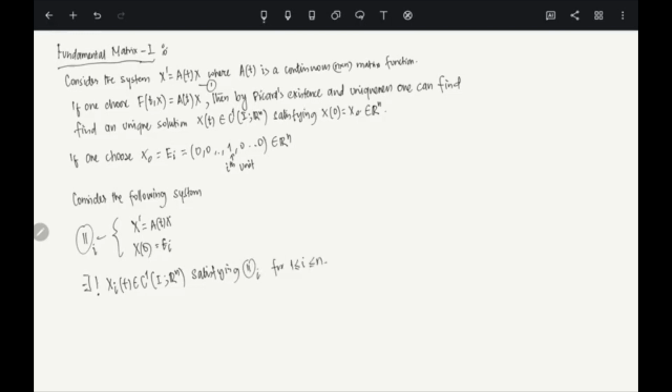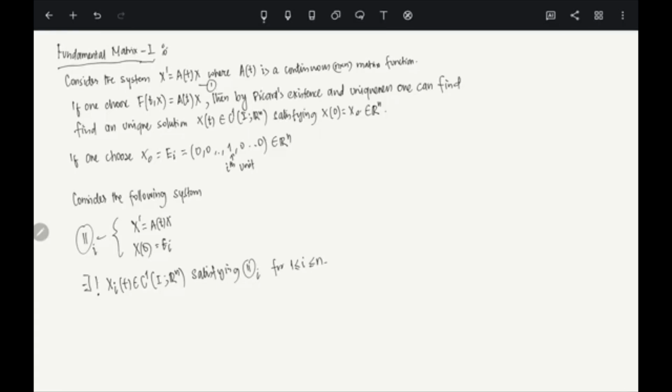So what I am trying to say is this: equation 1 is the trajectory which a particle is following. The condition at x naught says that at t equals 0, when time is 0, it has to pass through the vector x naught. So we can choose the vector to be e1, e2, up to en, the unit vectors, and for each such choice I will get an xi.